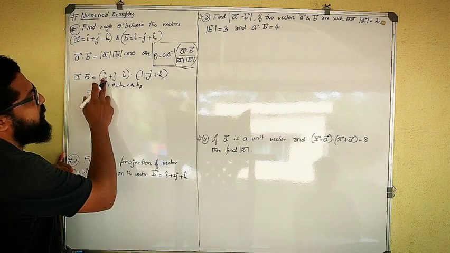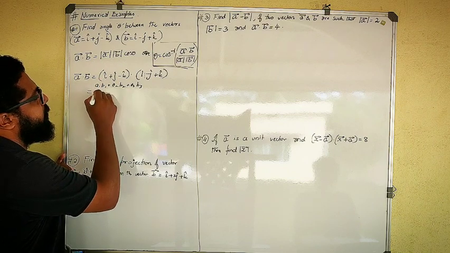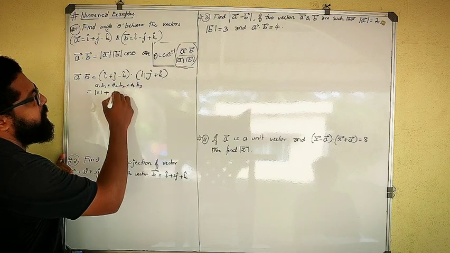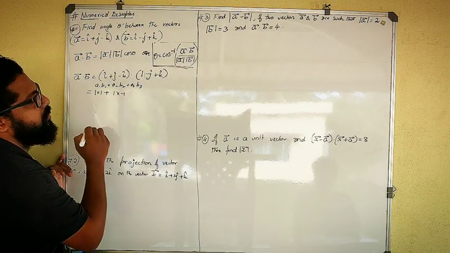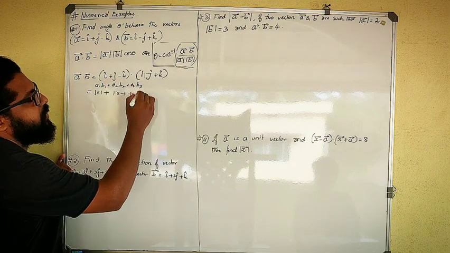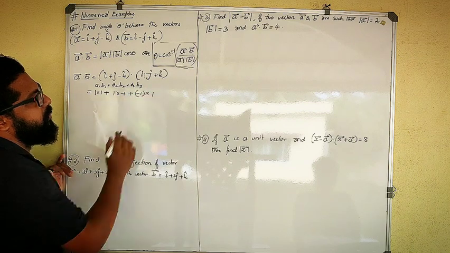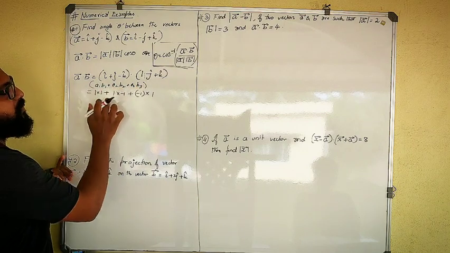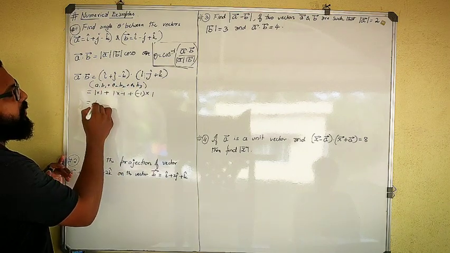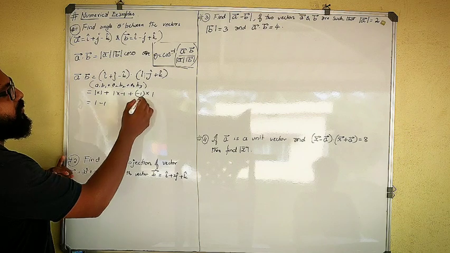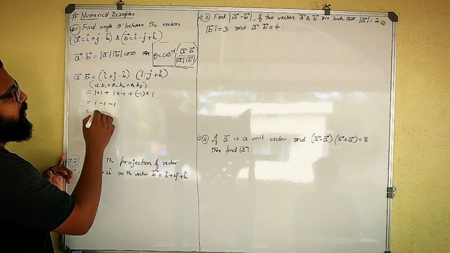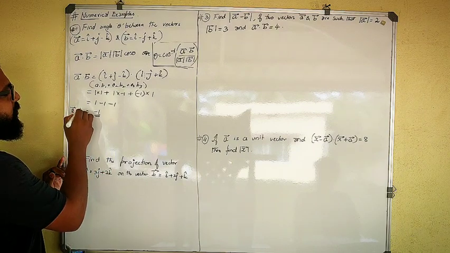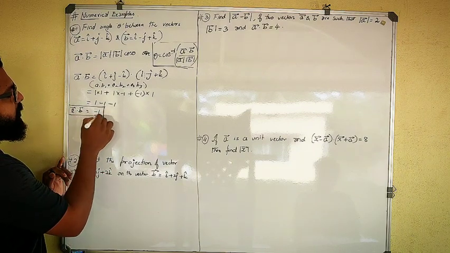So now we can see a1 b1 is 1 into 1, plus 1 into minus 1, correct, and minus 1 into 1. So this is the formula, and I have substituted in that formula. So here 1 into 1 is 1, 1 into minus 1 is minus 1, and here again minus 1. So it will be minus 1, correct. So A dot B is equal to minus 1. Let me keep it as it is.